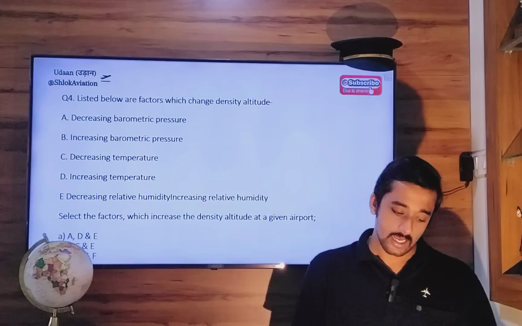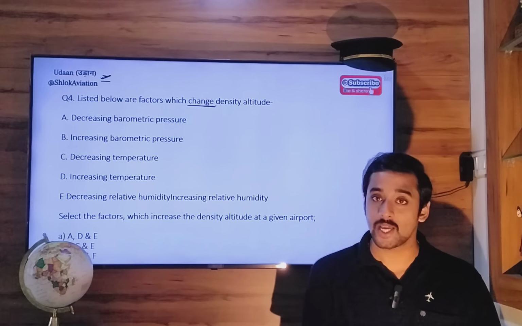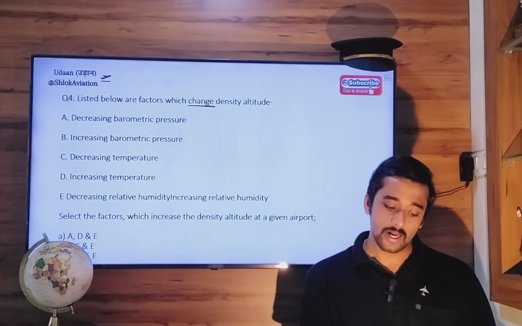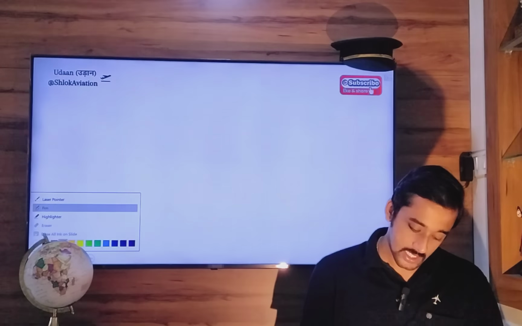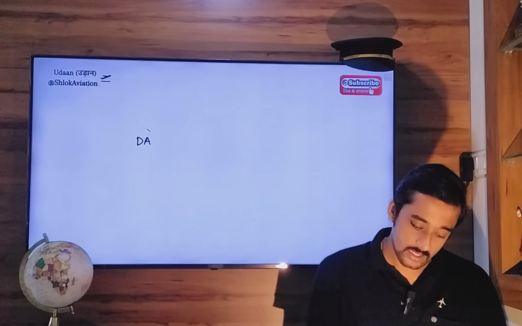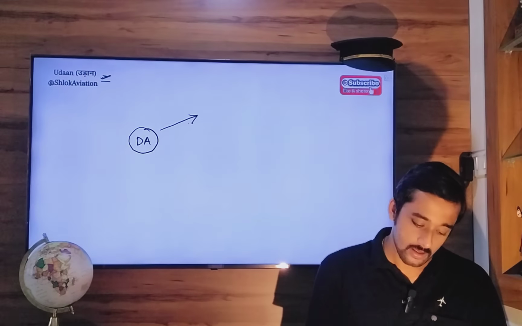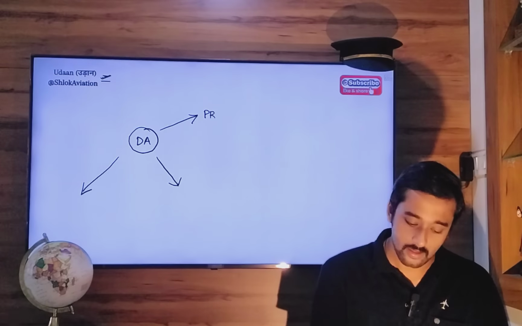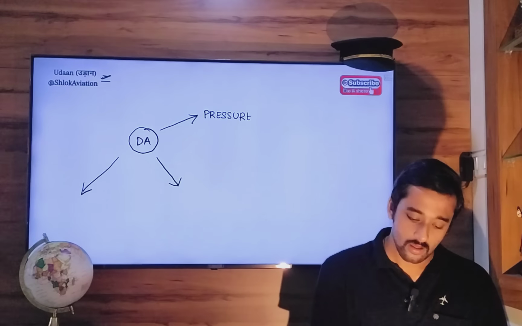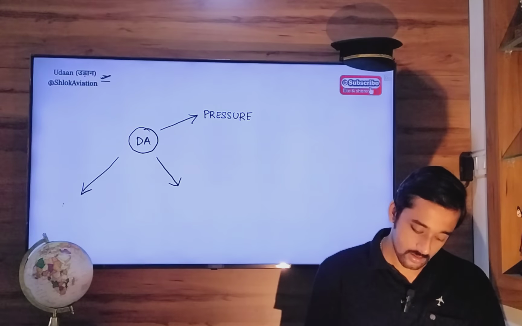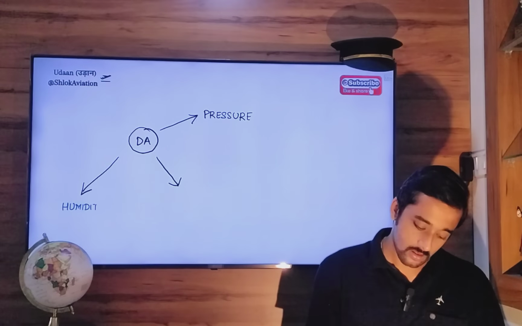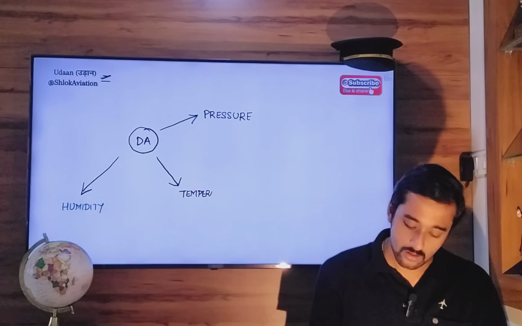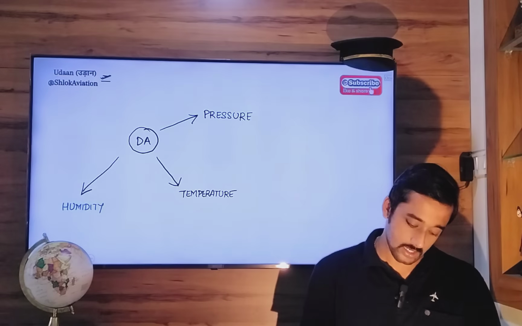Next, question number 4. Listed below are factors which change density altitude. It can change density altitude in a good way or in a negative way. Decreasing barometric pressure, yes. Now remember, your density altitude is governed by three factors: pressure, humidity, temperature. Right? By these three factors.